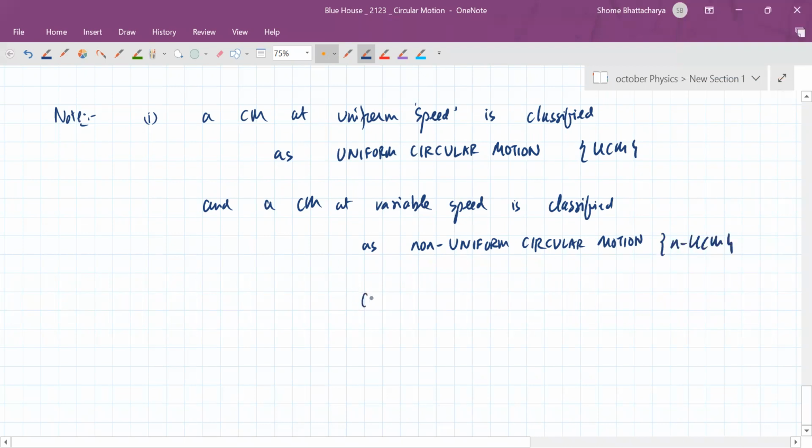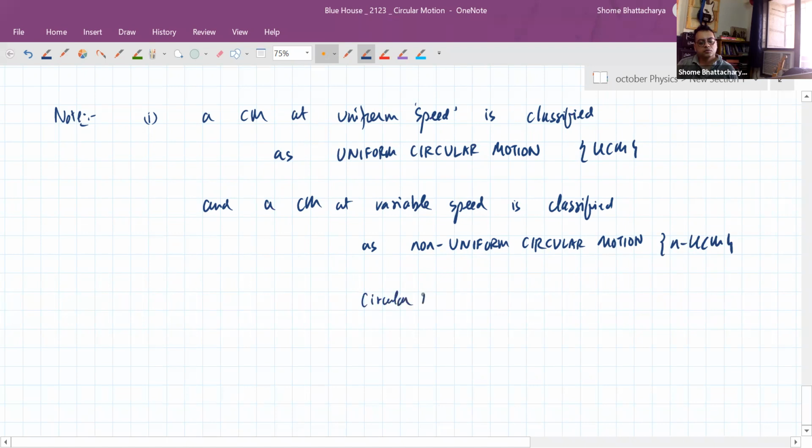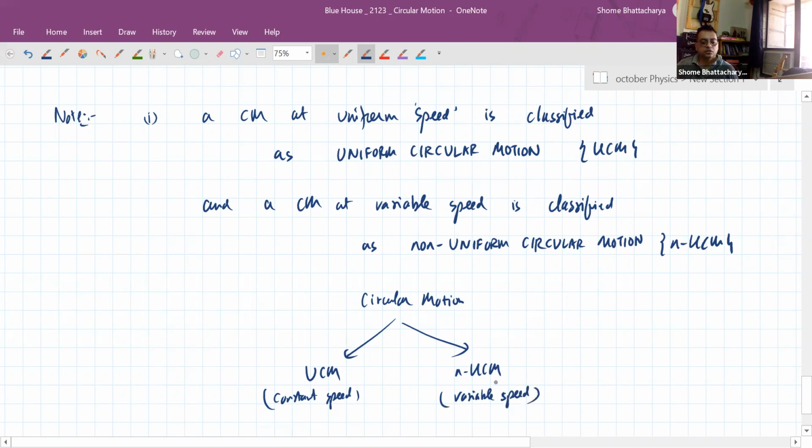So you can think of circular motion divided into two categories. Uniform circular motion happens at constant speed, but not constant velocity, mind you, because the direction of velocity is always changing. So we should not say that uniform circular motion is at constant velocity. It is at constant speed or uniform speed.